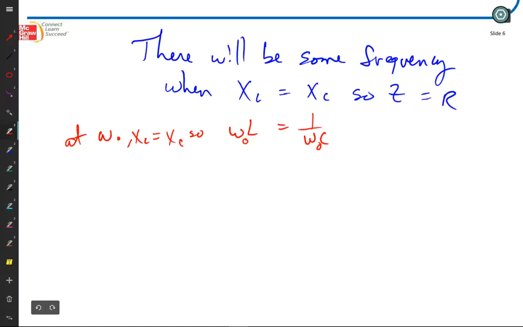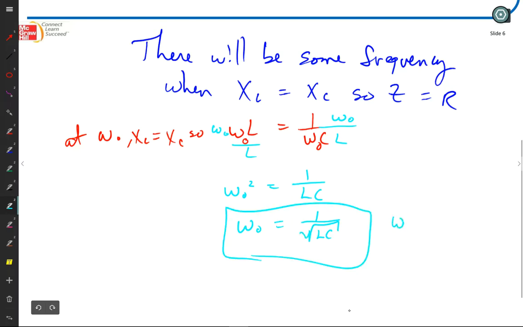Well, let's solve this for the resonant frequency. How do I solve that for omega 0? L is not length, but inductance. And so then what I have is omega 0 squared equals 1 over LC. So omega 0, the resonant angular frequency, is 1 over the square root of LC.